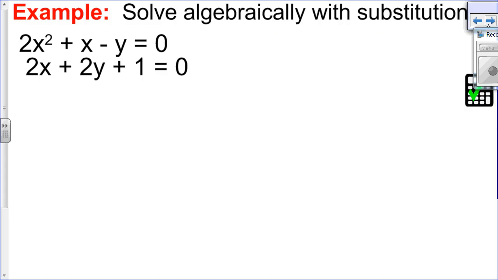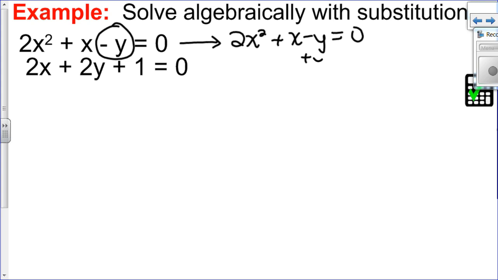So let's try an example here. I want to isolate for y. So I look for the y that has a coefficient of 1, or in this case, -1. So I'm going to use that one as my substitute. I'm going to isolate it. So let me write it out. So I'm going to add y to both sides, and I get 2x squared plus x equals y. So that's what y equals.